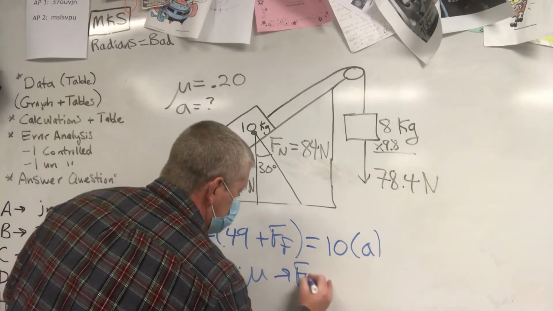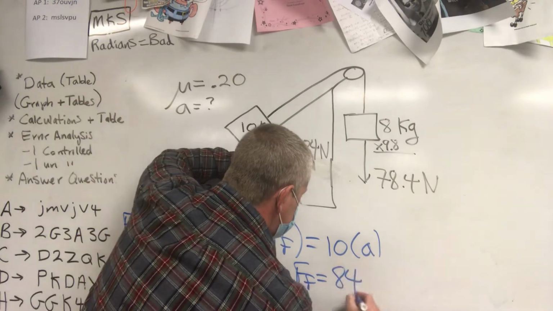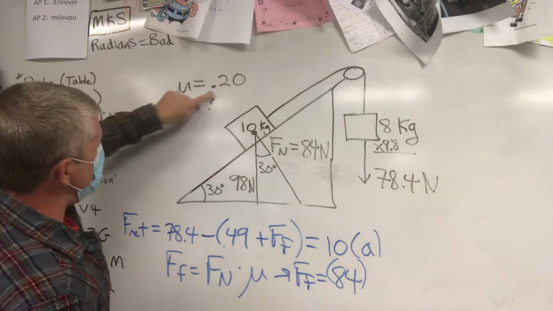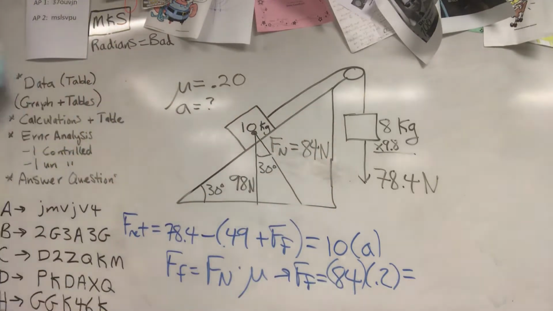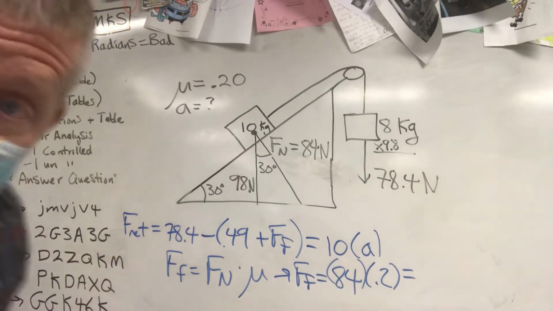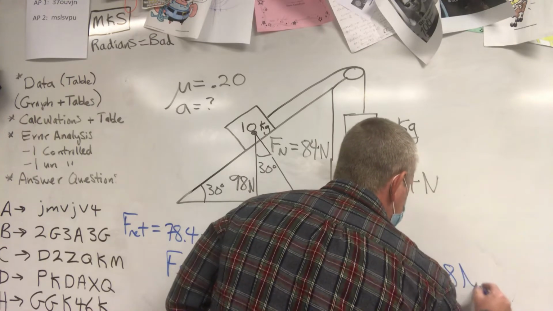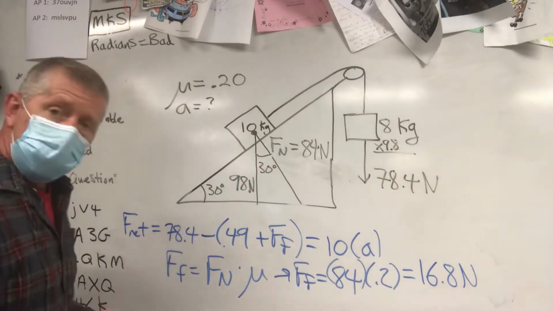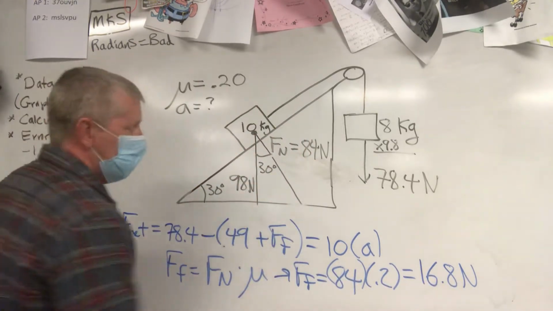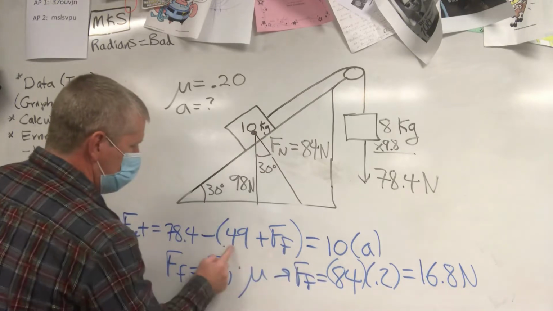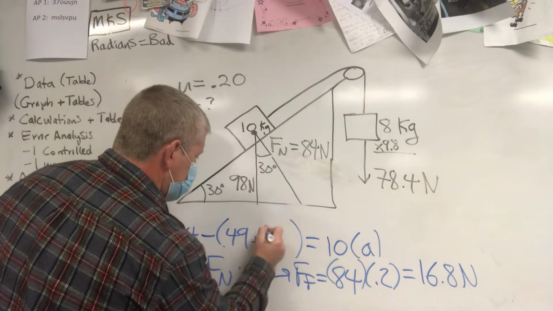So the friction will be equal to Fn, which we calculated to be 84, times coefficient, 0.2. So 84 times 0.2 looks like it's going to be 16.8. Friction is 16.8 newtons. Nice. That's going to help out that loser 49. We'll add that to the 49, so I'll put that here. 16.8.